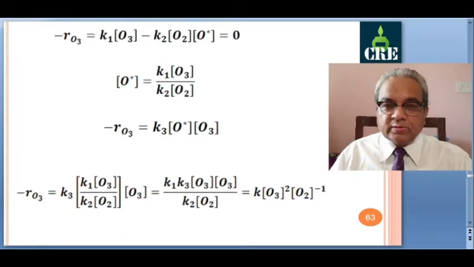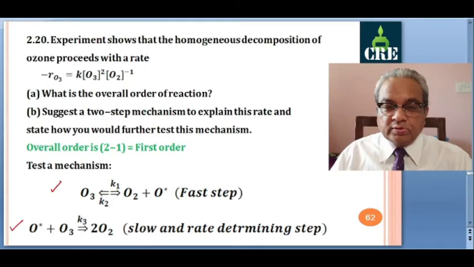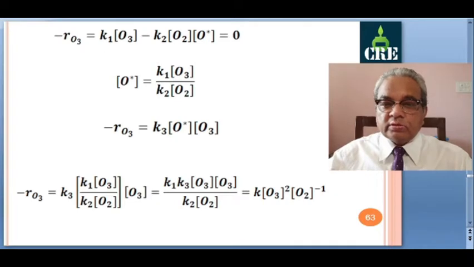So with this proposed mechanism, if I write rate of disappearance of O3, the first is the fast reversible step, and the step below is the slow and rate determining step. So for equilibrium only we will consider the first reversible fast step, that is k1 O3 minus k2 O2 O star. Here O3 and O2 are concentration terms. So concentration of O star is k1 concentration of O3 by k2 concentration of O2.